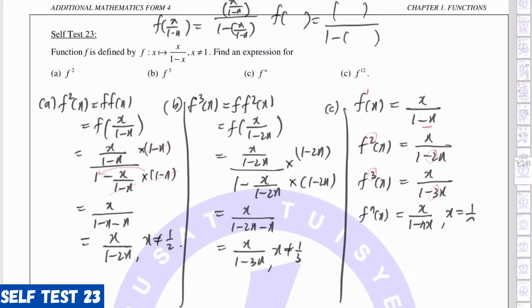Okay, so now with that, we can find f_12(x). So it's going to be x over 1 minus 12x. x cannot be 1 over 12.